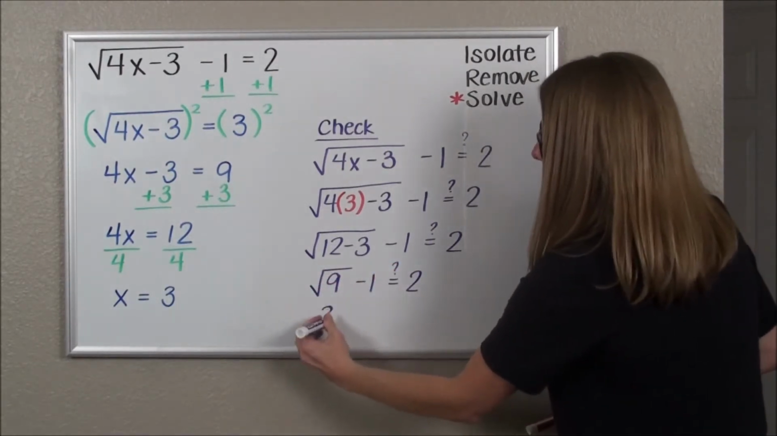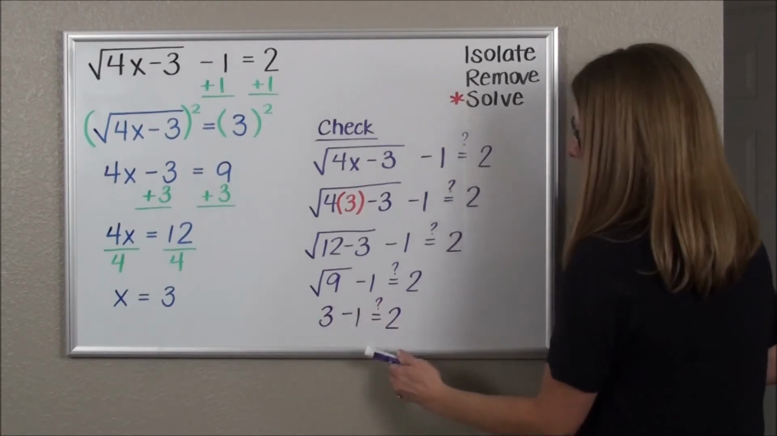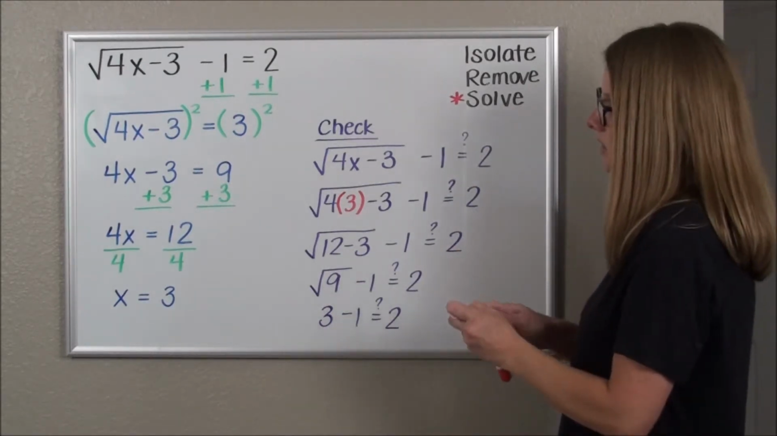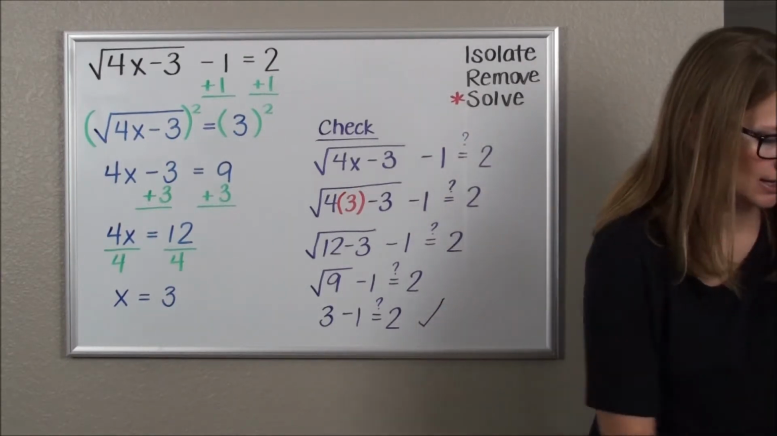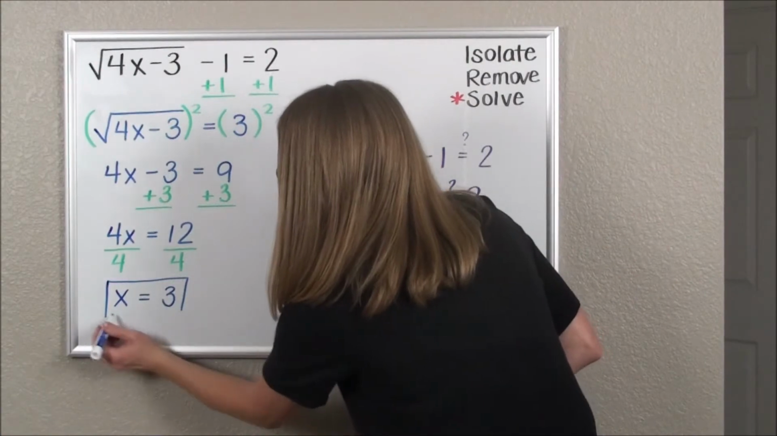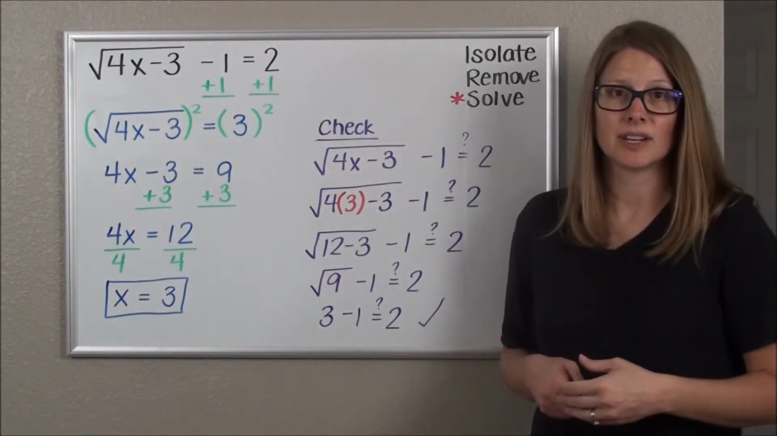Square root of 9 is 3. And I want to know, does 3 minus 1 actually equal 2? And it does. So this is just fine. This checks out just fine. And so I can go ahead and box my final answer of x equals 3. We've already verified that it works. And again, we have one answer in this particular case.